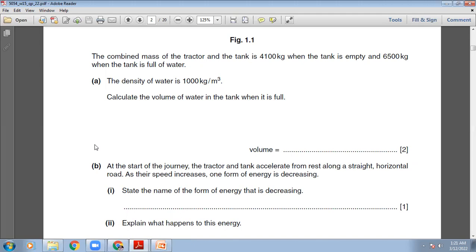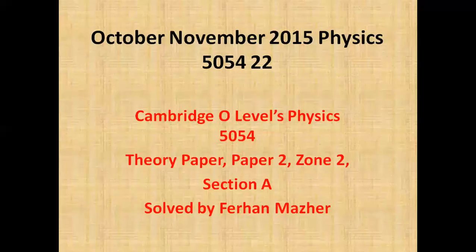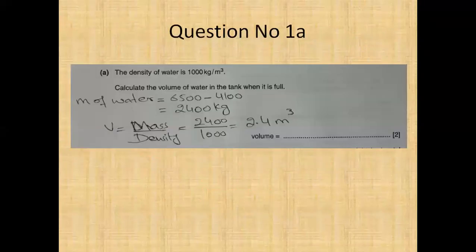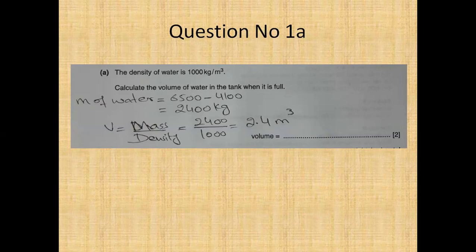So first of all, let's find out the mass of the water. From the loaded tanker minus the empty tanker's mass, you will get the mass of the water. You know the density of the water, and density is mass divided by volume, so the volume will be mass divided by density. So let me show you how this is done. The mass of the water will be 6,500 minus 4,100, 2,400 kg. So the mass of the water is 2,400 kg.